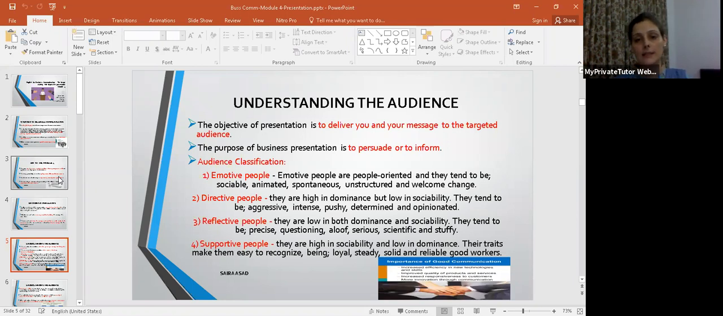Understanding the audience. Yes, the objective of a presentation is to deliver you and your message to the targeted audience. You have to keep your audience in front of you before you make your presentation. The purpose of a business presentation is to convince your client, to give your views with an effective presentation.